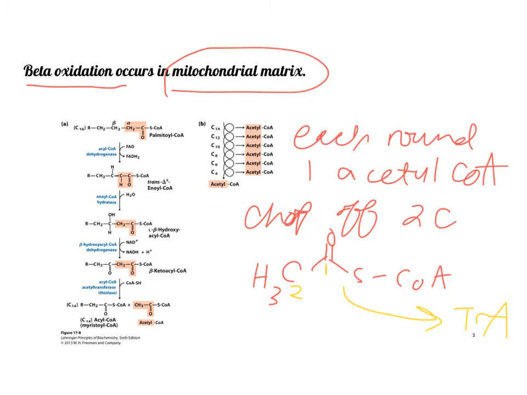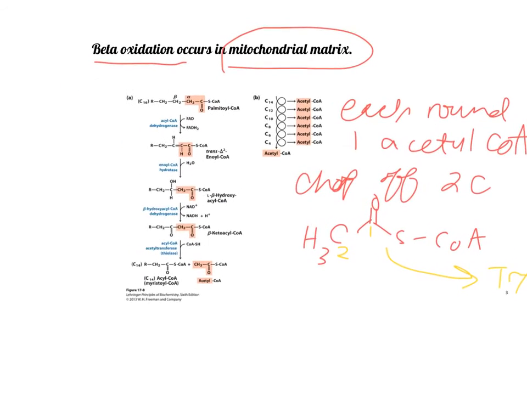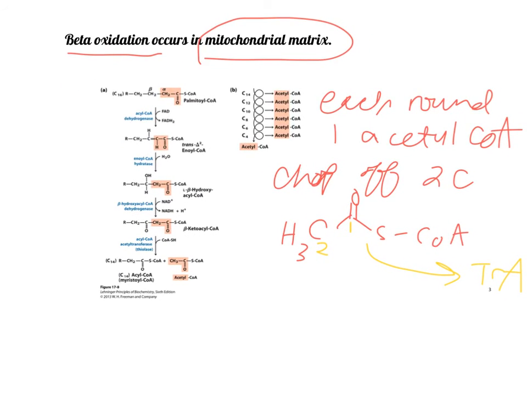Okay, let's see. So these are the 4 basic steps here, and they have a general outline that is oxidation, hydration, oxidation, and then lastly thiolysis. And we're going to go through each one of them because you have to know the structures for all of the intermediates. I'm going to give you the enzymes for these, but you need to know the structures and the names of all the intermediates.